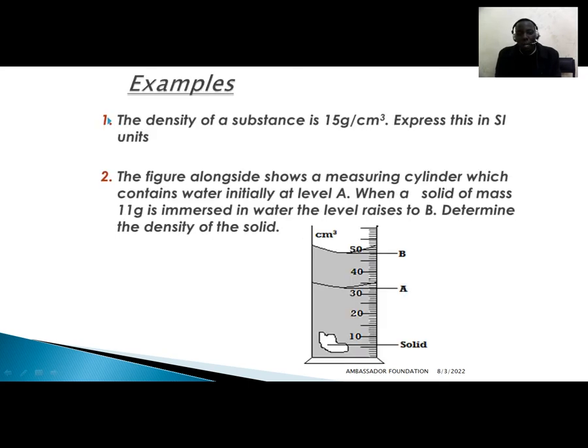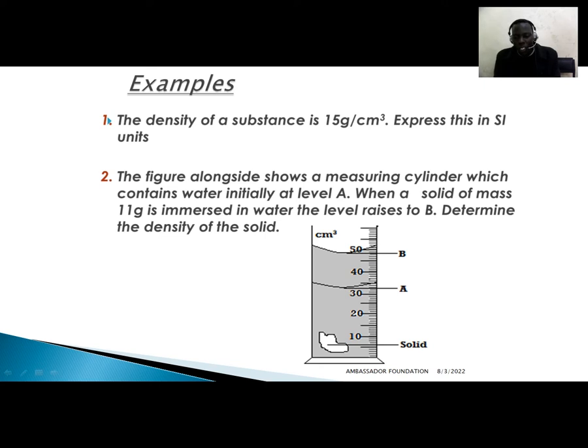We are in question 2 here. The figure alongside shows a measuring cylinder which contains water initially at level A. When a solid of mass 11 grams is immersed in water, the level rises to B. You see, we have to acquire that skill of observation. We observe the volume very well. Determine the density of the solid. First of all, density is given by mass over volume. We have mass, which is 11 grams. Our role here is to find the volume.